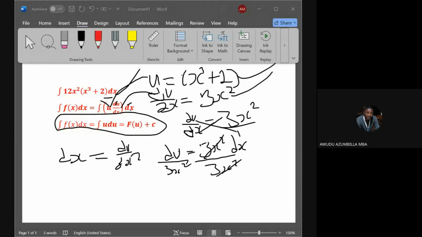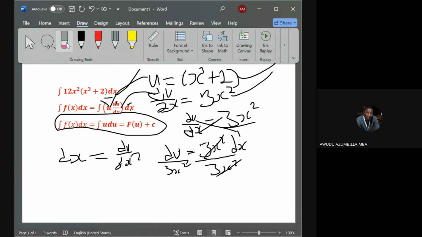Okay. Let's substitute them back and see. Now, what is our function here? This is our main function.